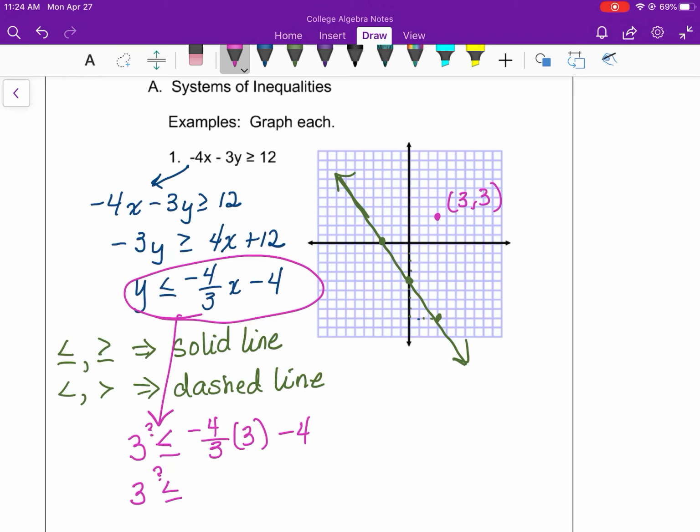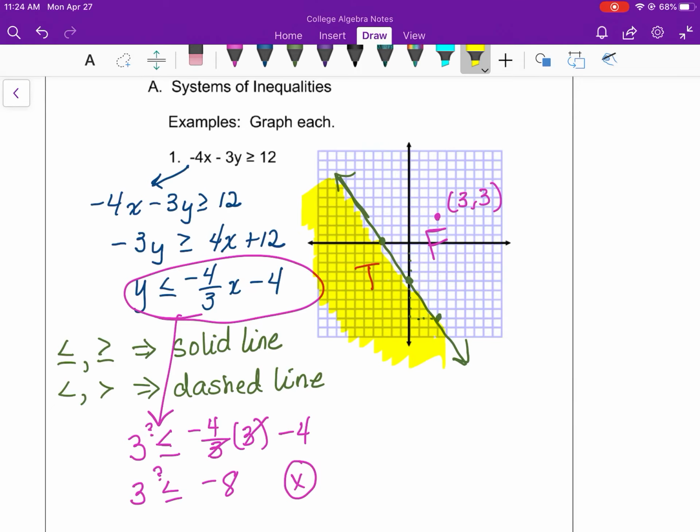So I'm questioning that. Okay, is 3 less than or equal to -8? And the answer is no, that's false. So it's false on the side of the line that 3, 3 is on. That means it will be true on the other side of the line. And so what you're going to be doing is shading your solution set.